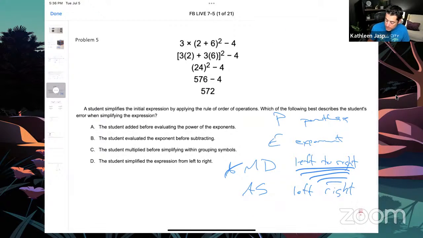So with this, I'm going to look at the parentheses. I see that I can do the 2 and the 6. So I would put these two together. It would be like 3 times 8 and then squared minus 4. And then I go down to the next one and I see I got 3 times 2 plus 3 times 6. And I'm like, huh.